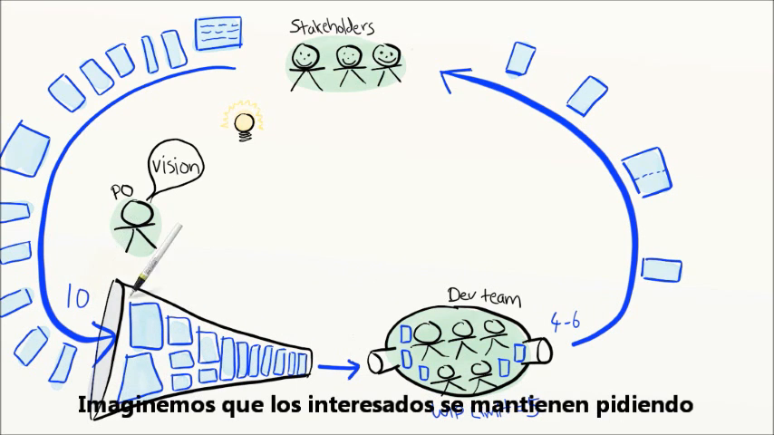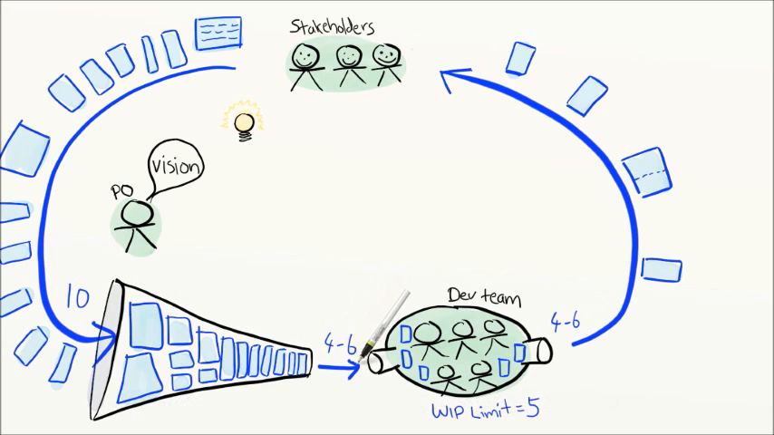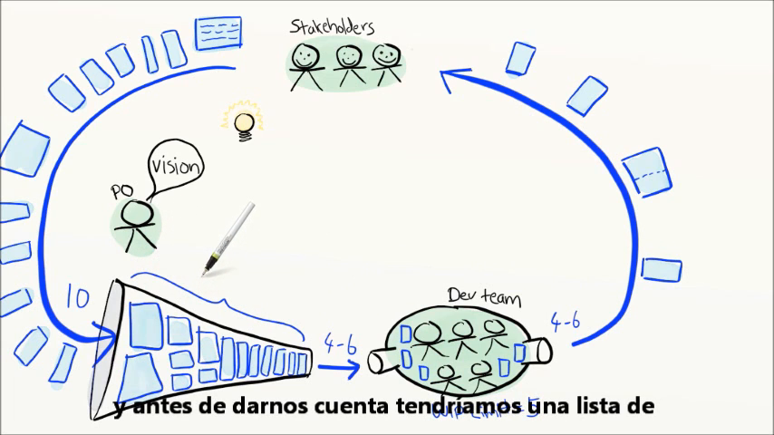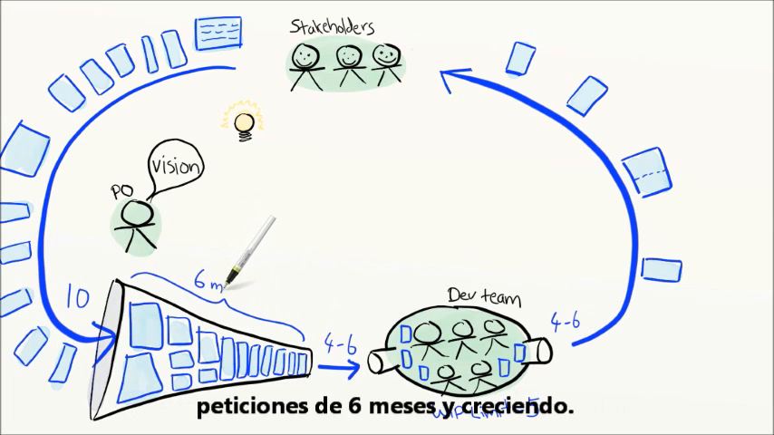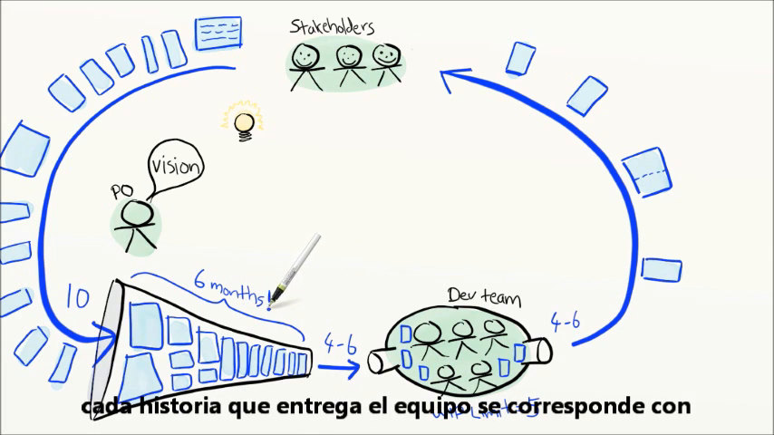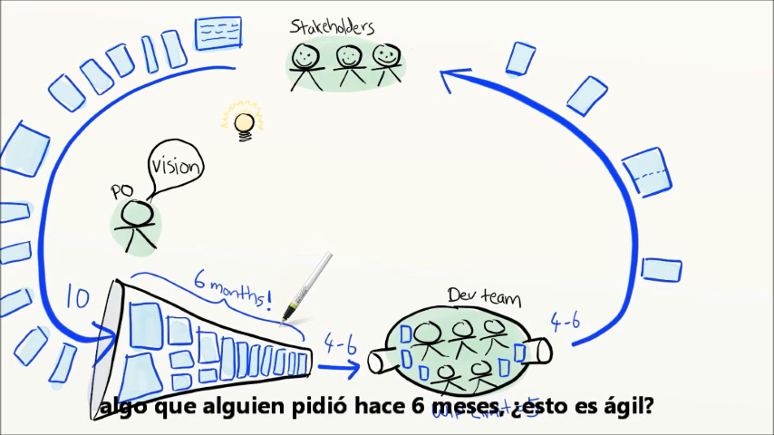Suppose stakeholders keep asking for 10 new stories every week, and the teams deliver 4 to 6 stories every week. That means the queue will just keep getting longer and longer, right? So before you know it, you have a 6-month-long wish list in the backlog, and growing. That means that on average, every story that the team delivers is something that somebody asked for 6 months ago. How agile is that?